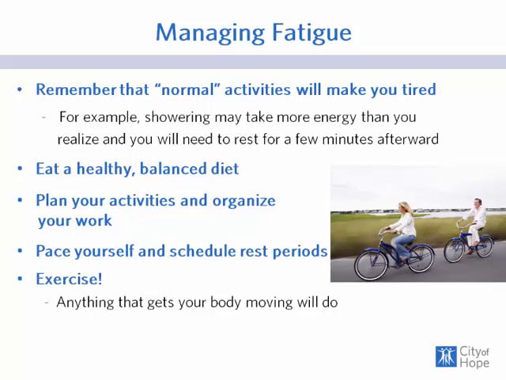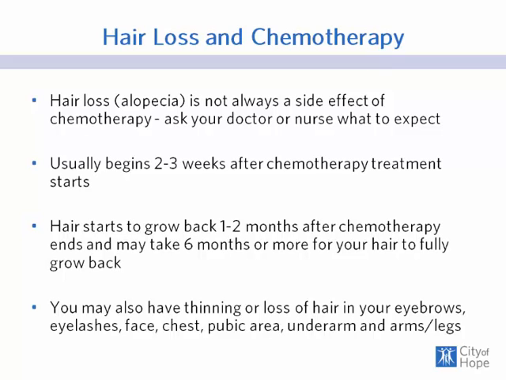Hair loss and chemotherapy. Hair loss, alopecia, can be, but is not always a side effect of chemotherapy. Your doctor or nurse will tell you before you start treatment if you can expect to lose your hair. Hair loss usually begins 2 to 3 weeks after chemotherapy treatment starts. The good news is that your hair will grow back. Hair usually starts to grow back 1 to 2 months after chemotherapy ends. However, it may take 6 months or more for your hair to fully grow back.